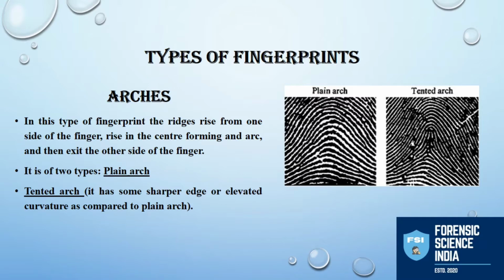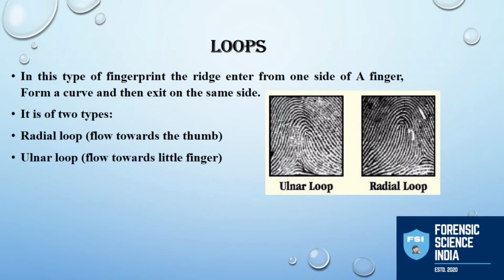So let's move on to the next type. Loops. In this type of fingerprint, the ridge enters from one side of a finger, forms a curve, and then exits from the same side. Here you can see in the diagram, a ridge is coming from one side, forming a curve-like structure, and then again exiting from the same side. So the structure is like that, coming from one side and then again exiting from the same side.